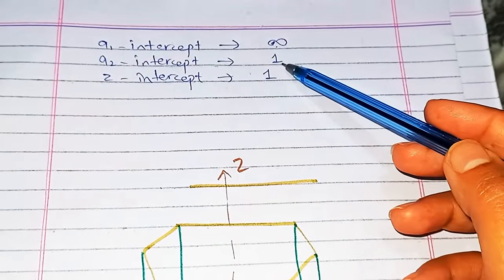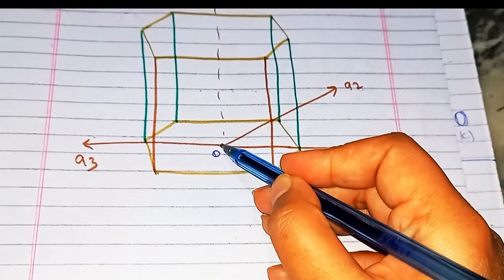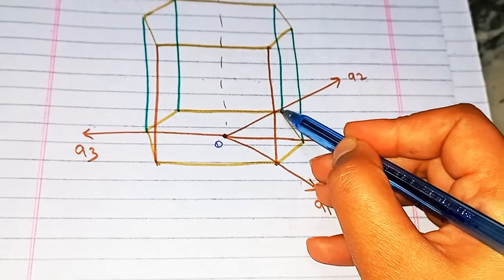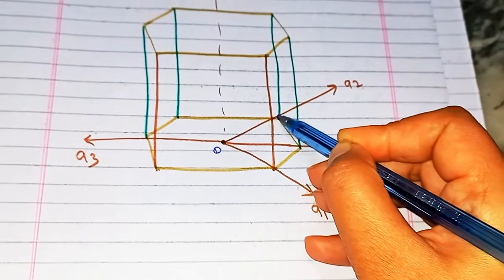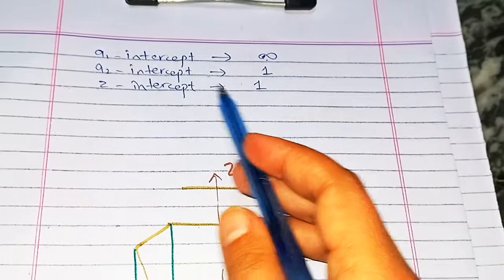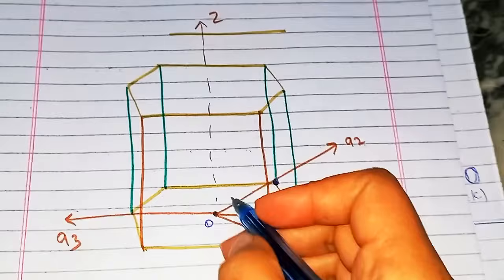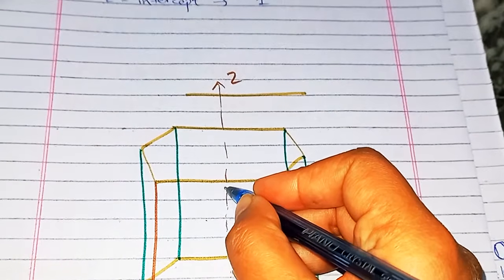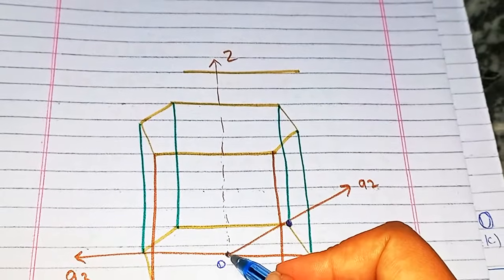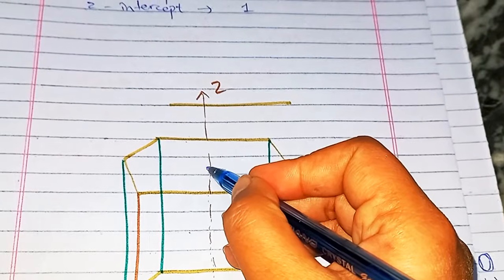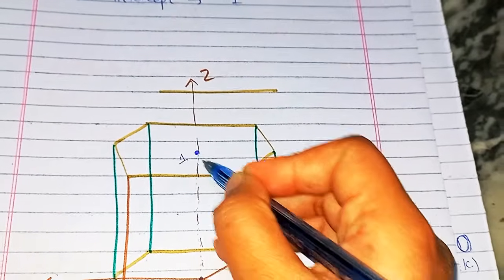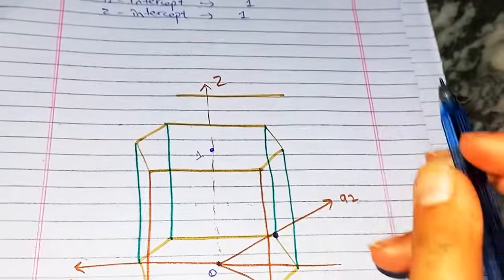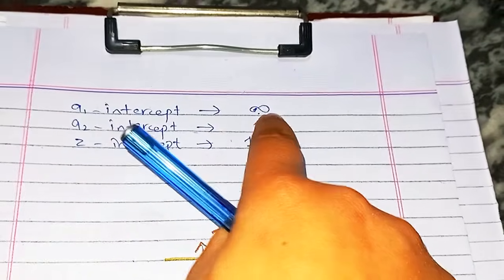And we have A2 intercept, which is equal to 1. So starting from origin, we'll move in the positive A2 direction to the other corner of the unit cell, which is this point. So this is one of the points on the plane. Next is the Z intercept, and it is equal to 1. So starting from origin again, we'll move vertically upward to the other corner of the unit cell along positive z direction. So if we start from center, it will end at center. So this is the point 1. This is another point on the plane. This is the first point and the second point, and we have A1 intercept to be infinity.